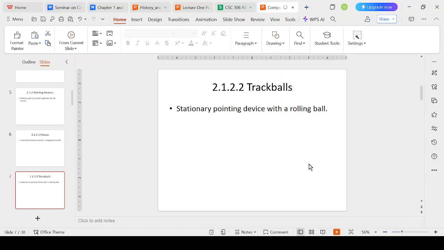The trackball is a stationary pointing device with a rolling ball. Pointing sticks. A pointing stick is a small joystick used in some keyboards. You can see a joystick in some keyboards. For instance, what I'm using to move around this arrow is a joystick in my computer system. You also see it in gaming devices.